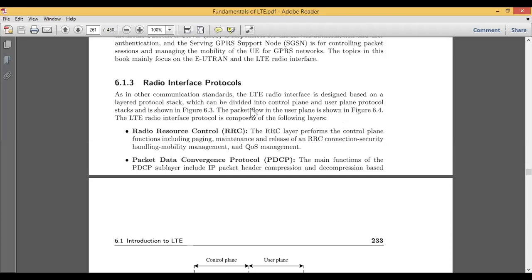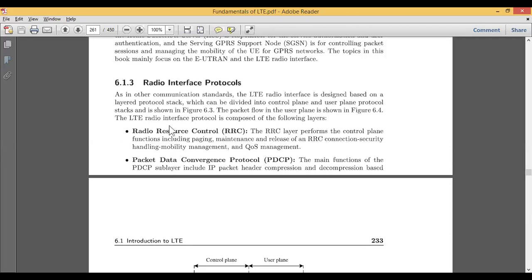The very first is the RRC. RRC is one of the important parts of your LTE sublayer or stack. We have only three important topics there: we have PDCP, we have RRC, we have MAC, or it can be RLC. The first was radio resource control. What is this radio resource control? It is the radio resource control layer.